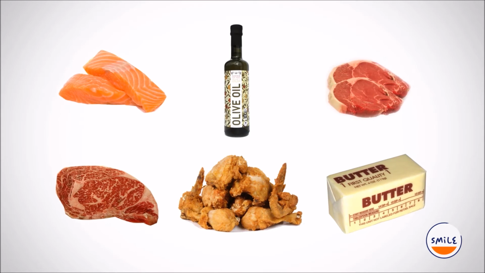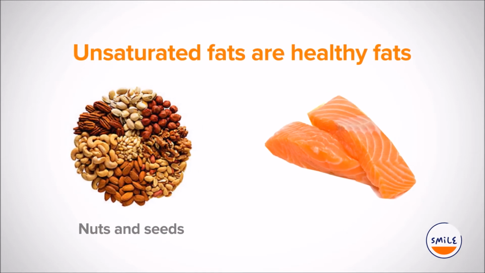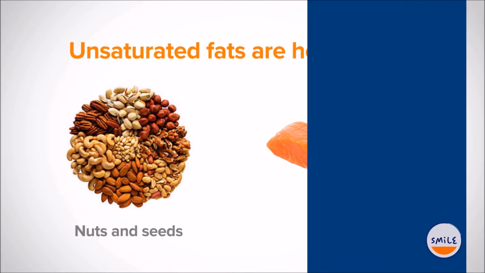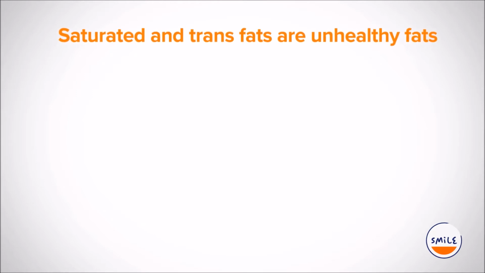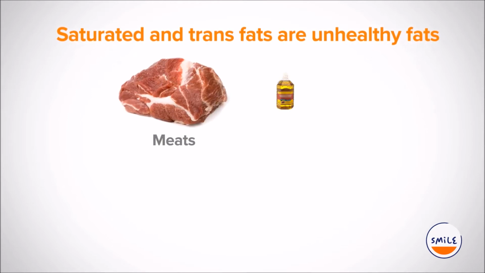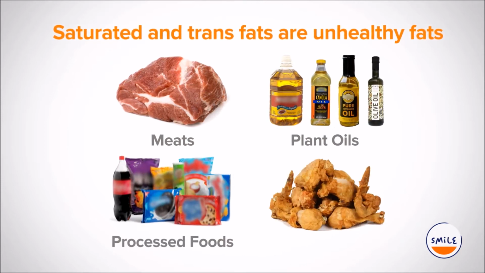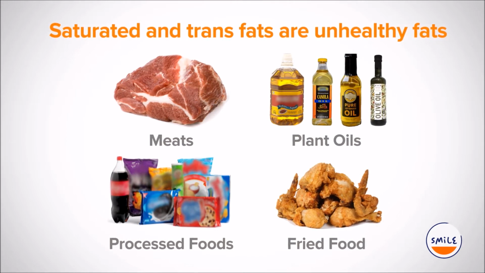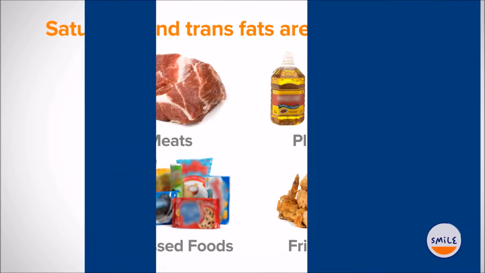There are 2 types of fats. Unsaturated fats are healthy fats. They are naturally found in nuts and seeds and fatty fish like salmon. It is okay to eat these fats in moderate amounts. Saturated and trans fats are unhealthy fats. They are found in animal meats, some plant oils, and processed foods. They are also added during cooking processes like frying. Eat as little deep-fried and processed food as possible. Let's look at these in more detail.